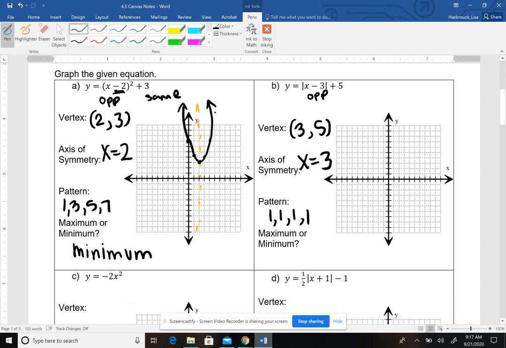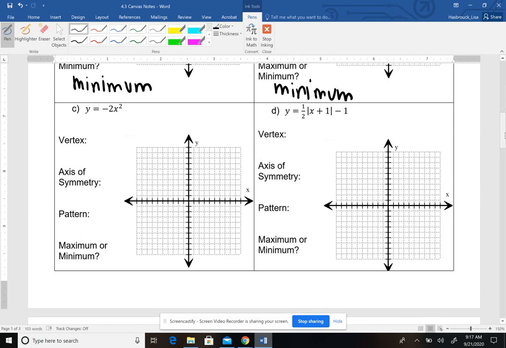Now let's go ahead and graph it, and then we'll determine if the vertex is a maximum or a minimum. So I'm going to go over 3, up 5 to plot my vertex. Since my pattern's 1, I just go right 1, up 1, right 1, up 1, and I continue that pattern. I also, going back to the vertex, will go left 1, up 1, left 1, up 1, and continue that pattern. And then I draw lines with arrows on either end. Looking at this graph, that vertex is the bottommost point, so it is a minimum. And we're done with that problem.